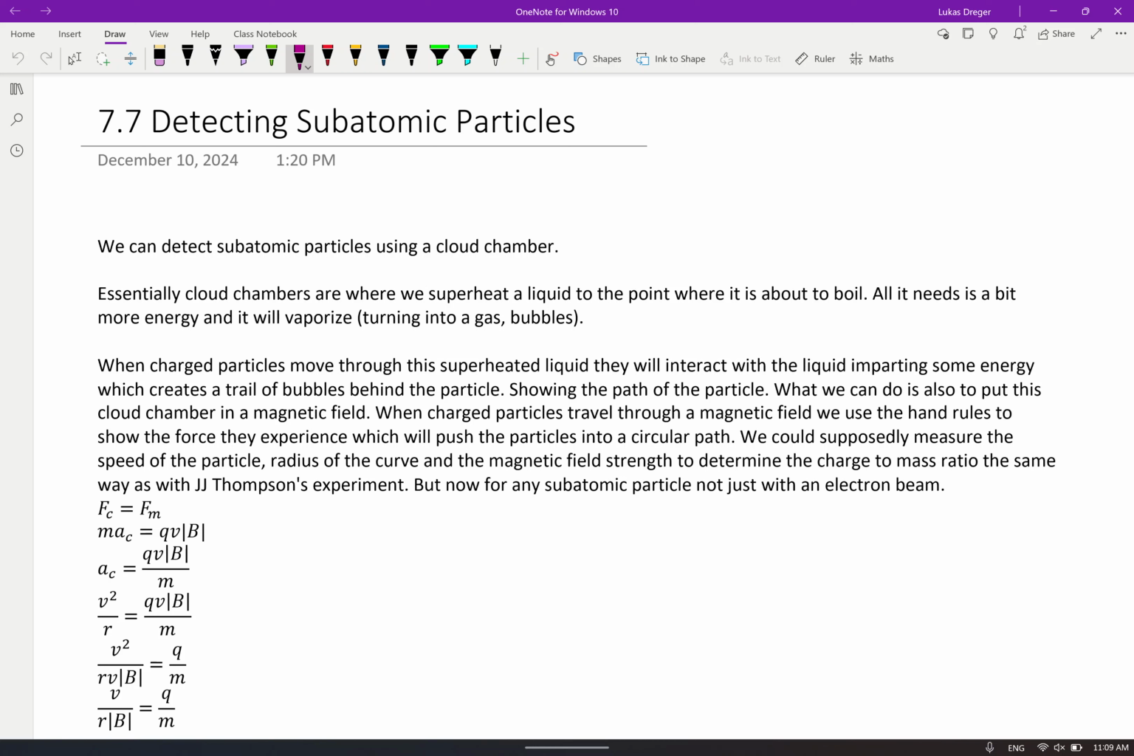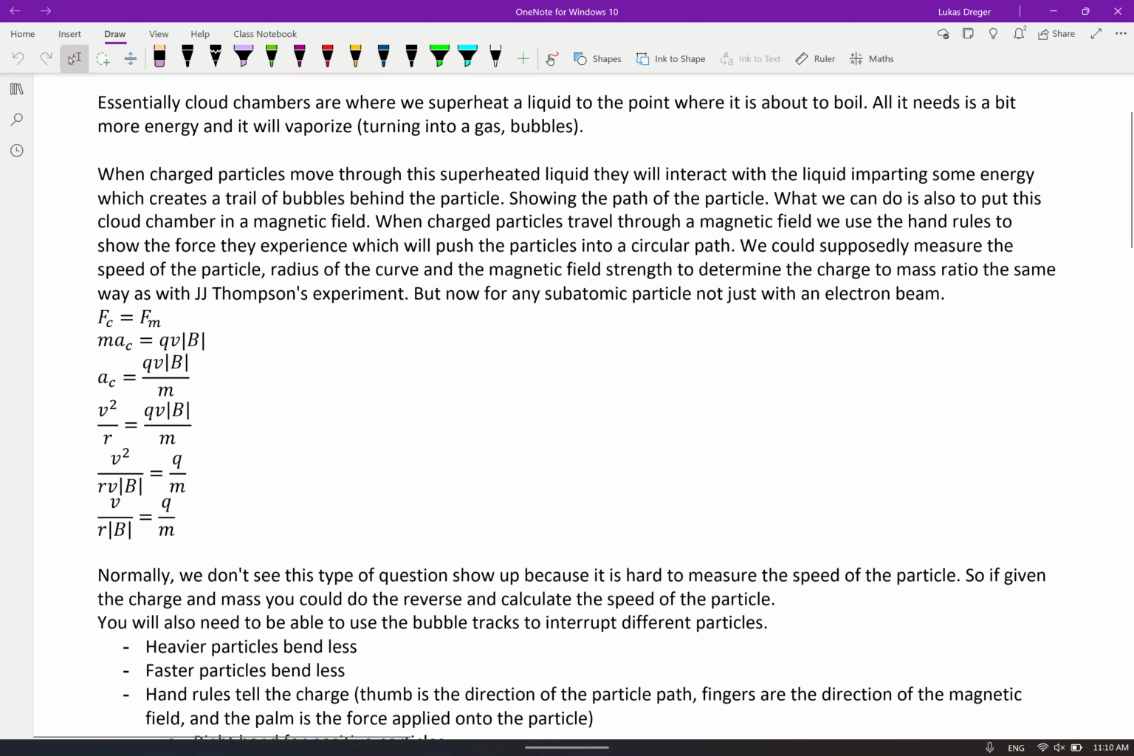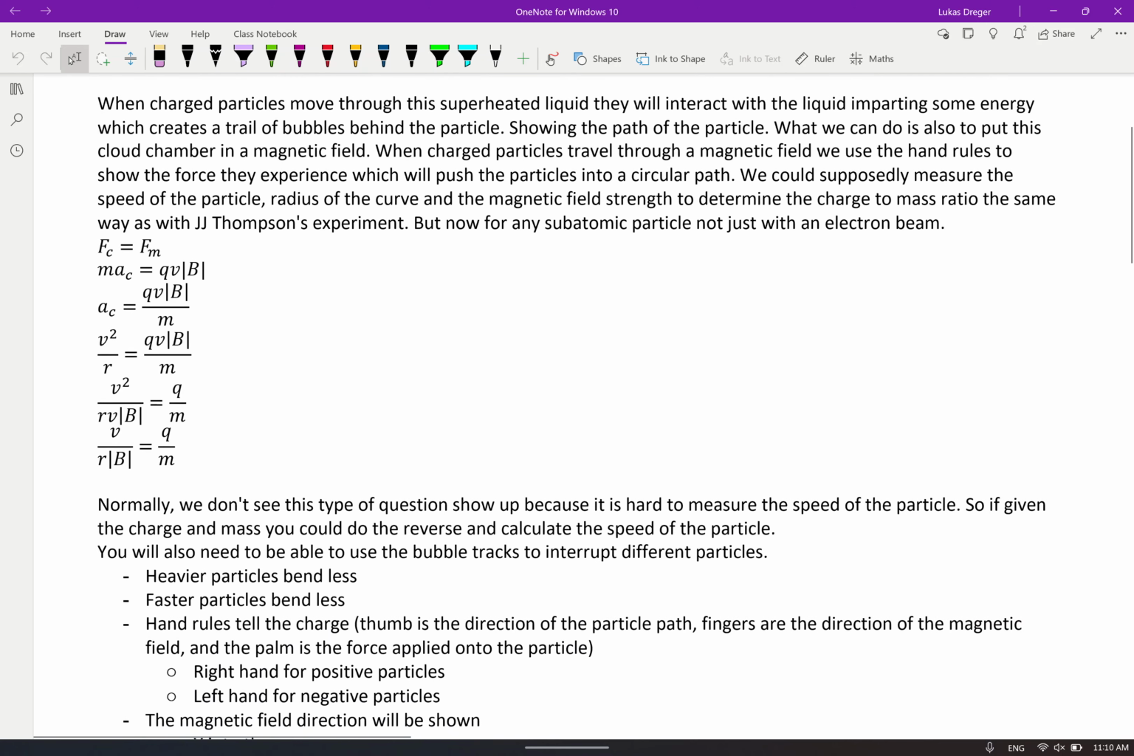And if we could measure the radius of the curve, which is relatively easy, the magnetic field strength, which is relatively easy, and the speed of the particle, which is a lot harder, we could determine the charge to mass ratio in basically the same way as J.J. Thomson's experiment. We normally don't do this, but if you can compare other things, then you can work your way there. If you know the speed of an alpha particle and you shoot it through this cloud chamber, then you could figure out its charge to mass ratio.